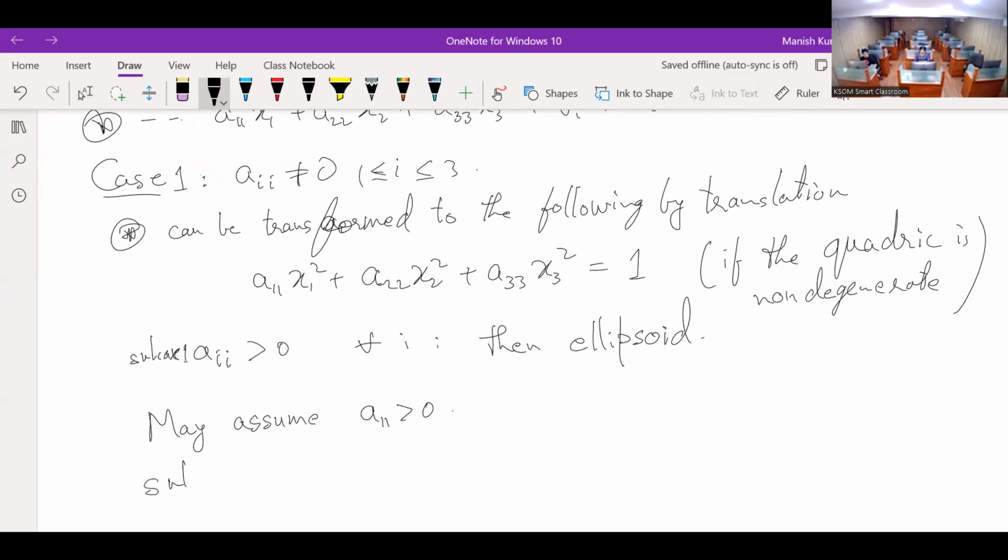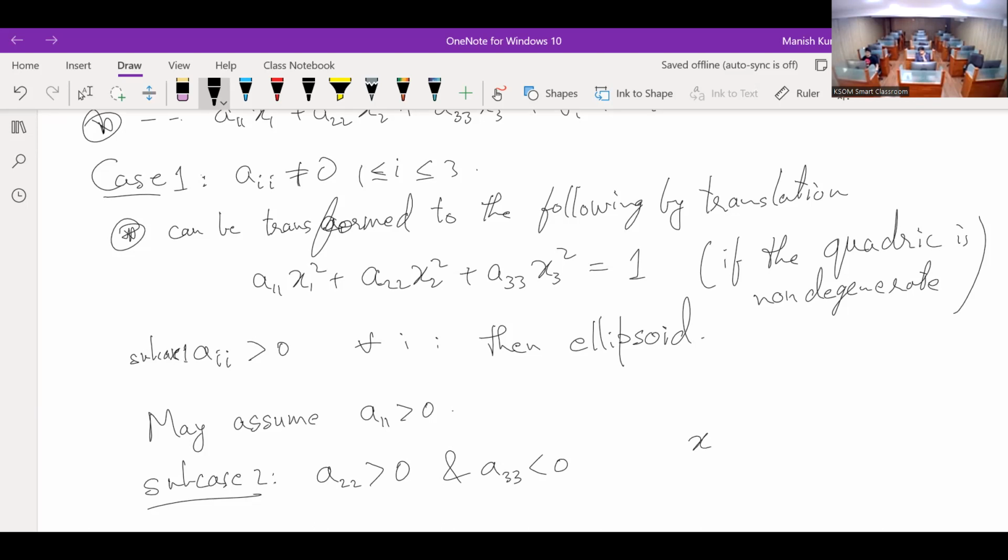Now subcase 2. One subcase was all of them are positive, and we have already done the case where A22 and A33 are positive. Now maybe one of them is negative. Let's say A22 is positive and A33 is negative, so exactly one of them is negative and the other is positive. Then what you get is a one-sheeted hyperboloid.